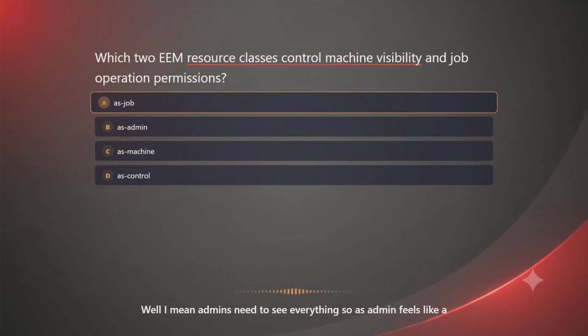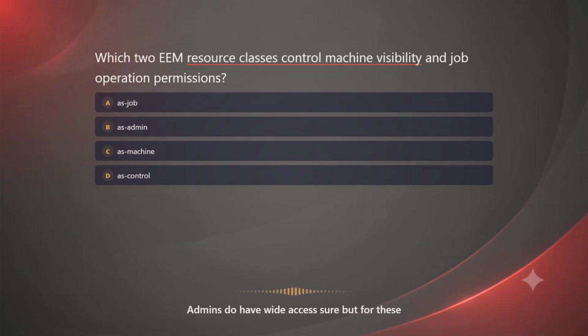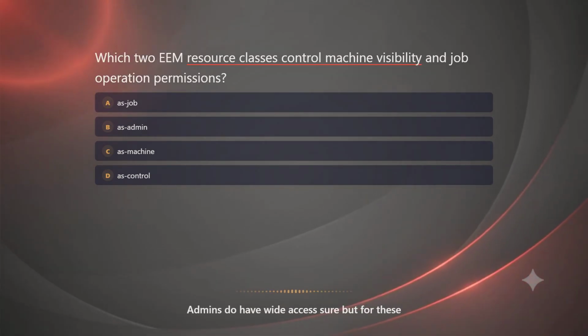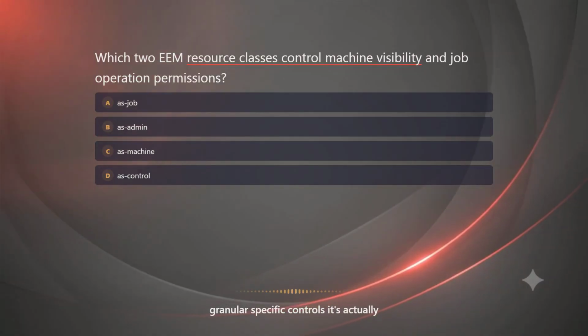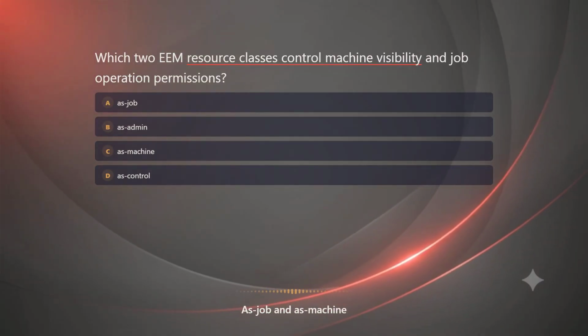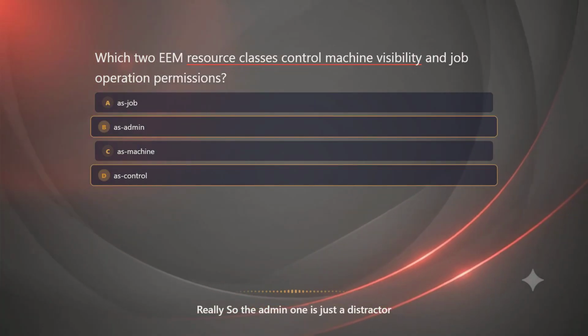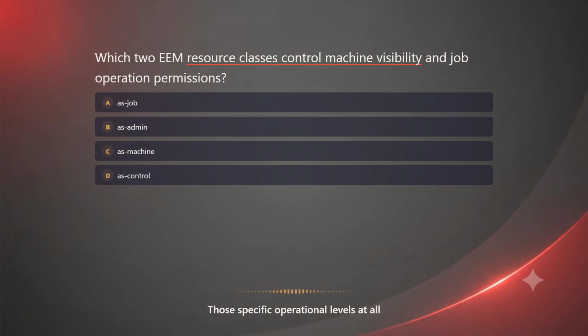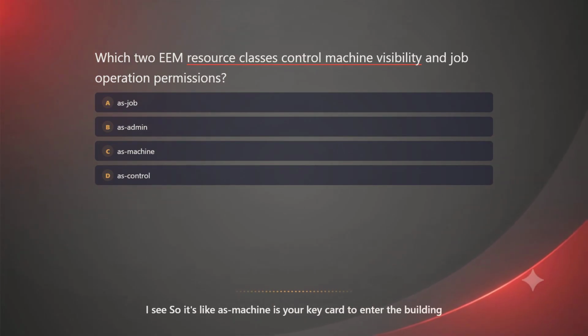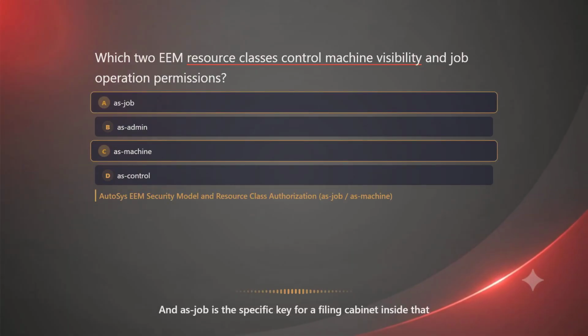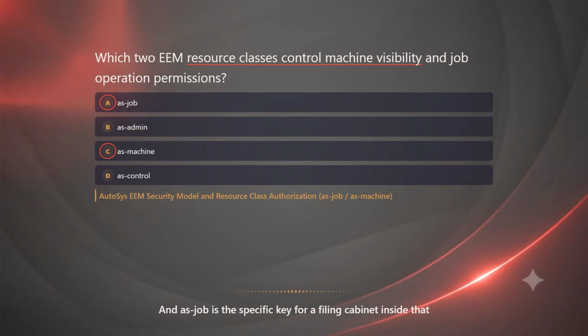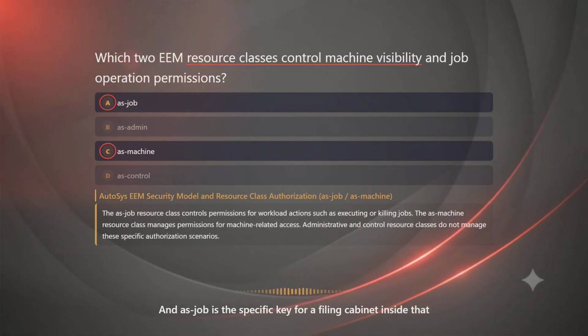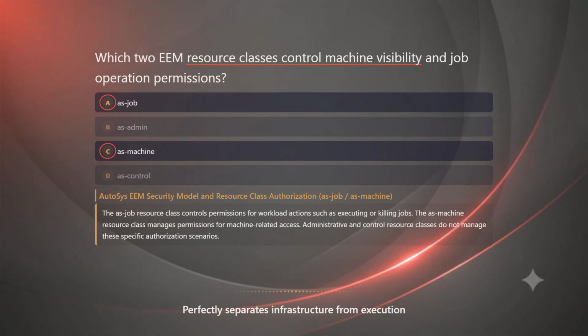Well, I mean, admins need to see everything, so as admin feels like a really safe bet. Admins do have wide access, sure, but for these granular specific controls, it's actually as job and as machine. Really, so the admin one is just a distractor. Yeah, as admin and as control do not govern those specific operational levels at all. I see. So it's like as machine is your key card to enter the building, and as job is the specific key for a filing cabinet inside. That perfectly separates infrastructure from execution.